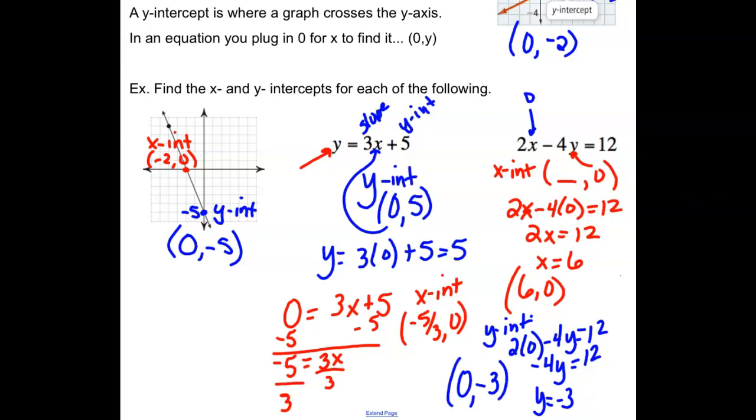For some equations, it's very fast to graph them if you can find both an x and a y-intercept. Our calculator doesn't graph that way, so that's why we went over how to put them into slope-intercept or y equals format. But finding the x and y-intercepts is another awesome way to graph a linear equation.